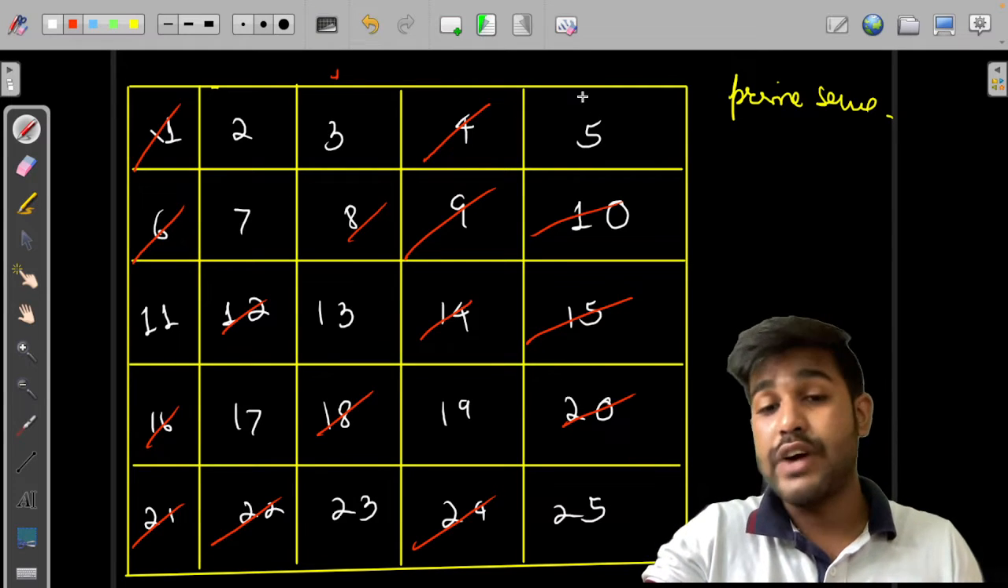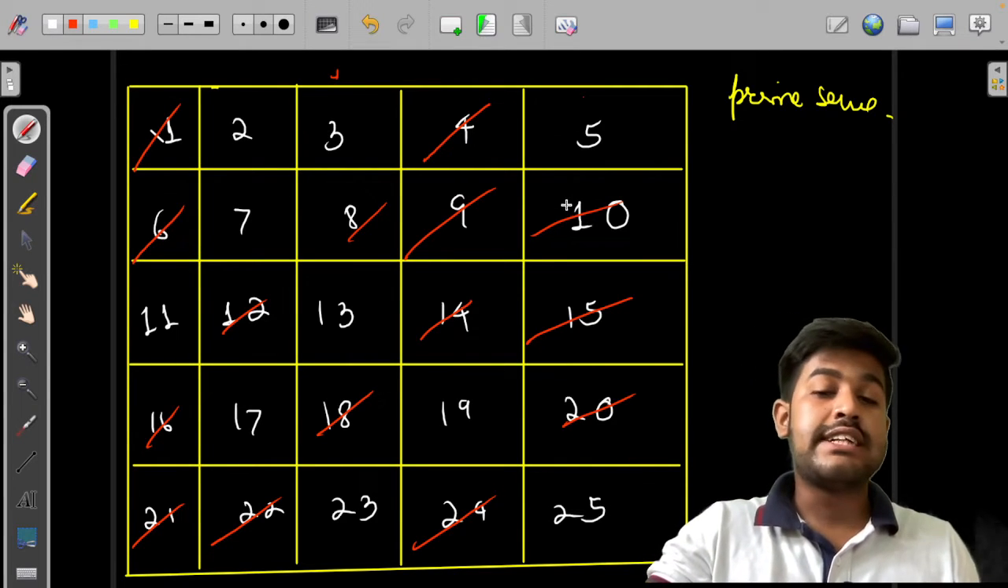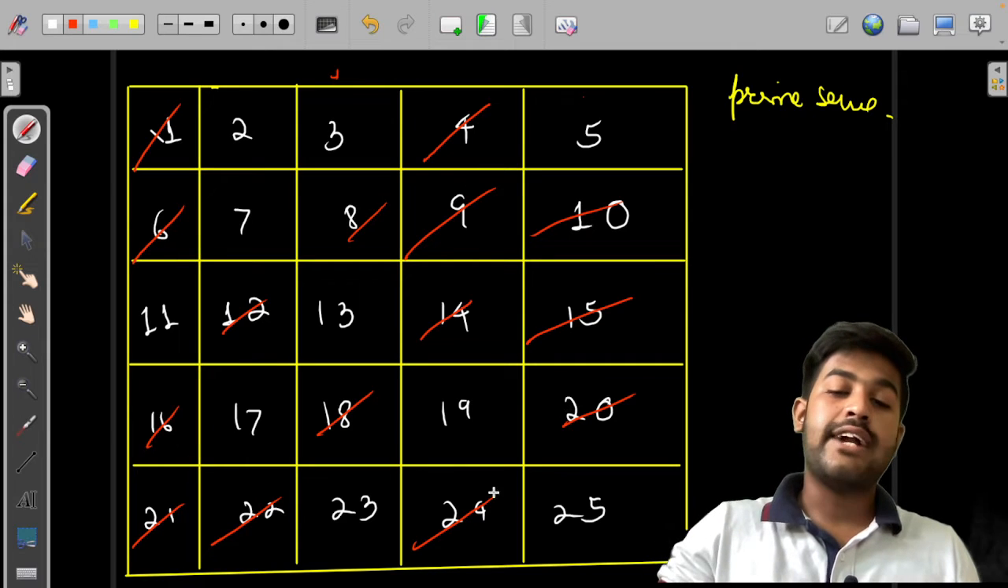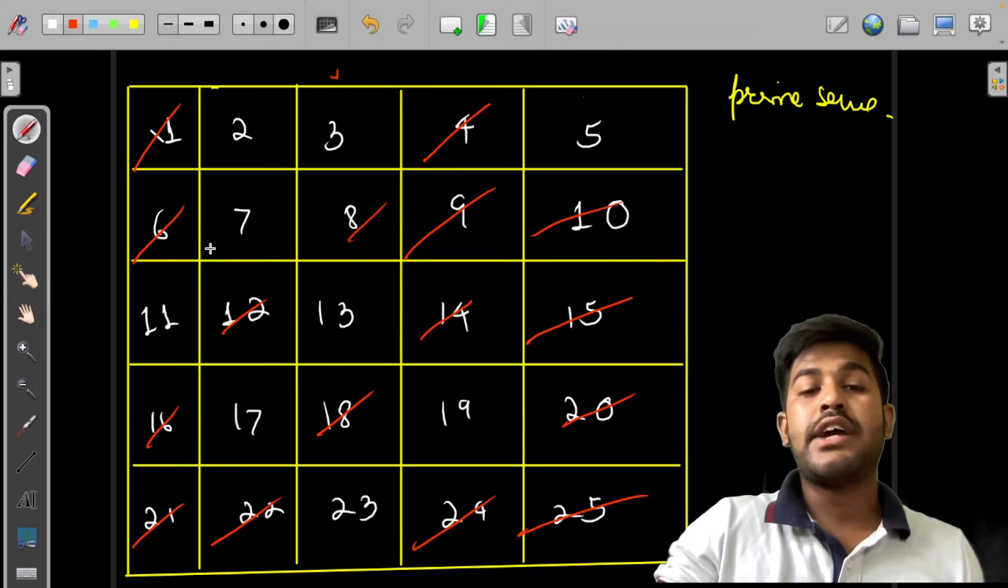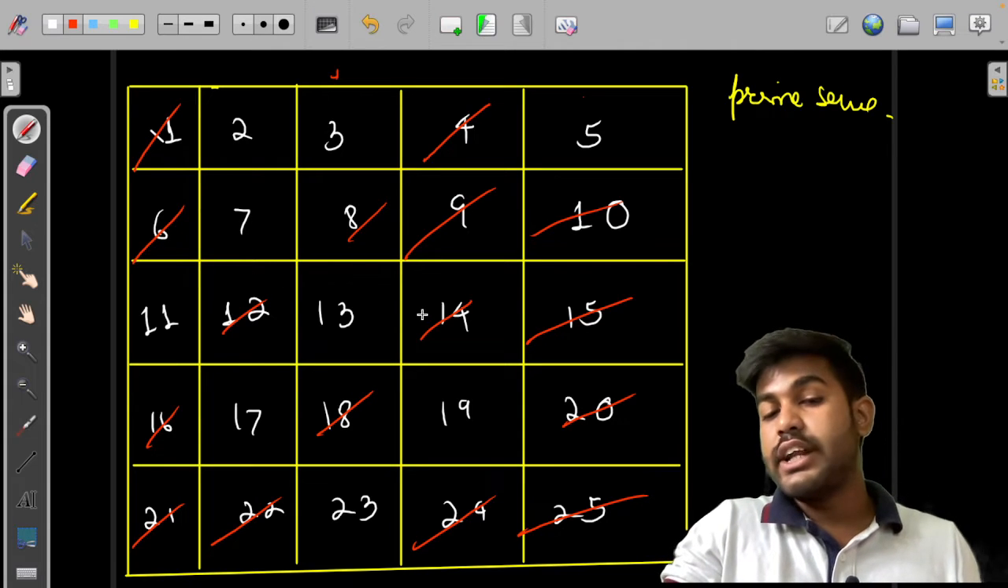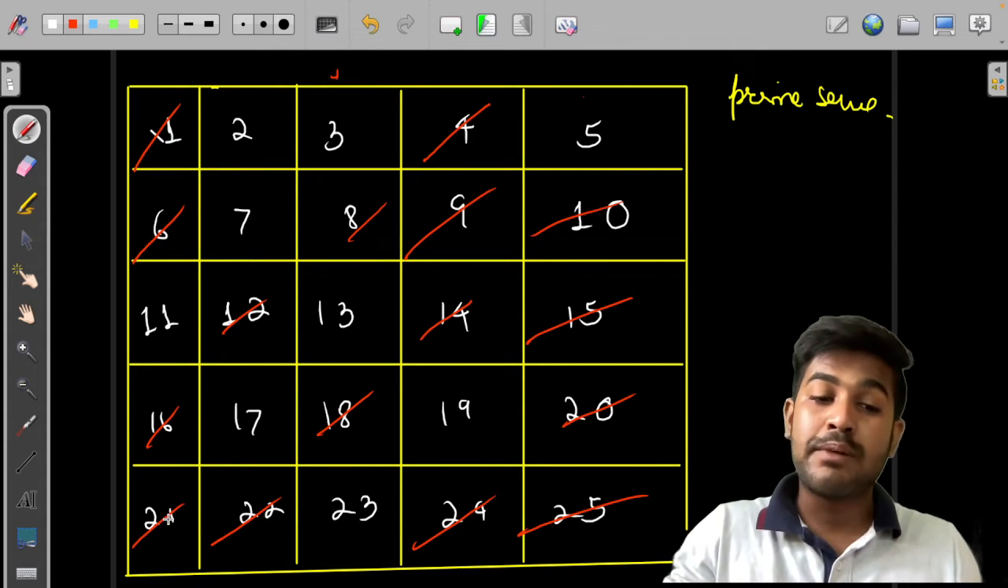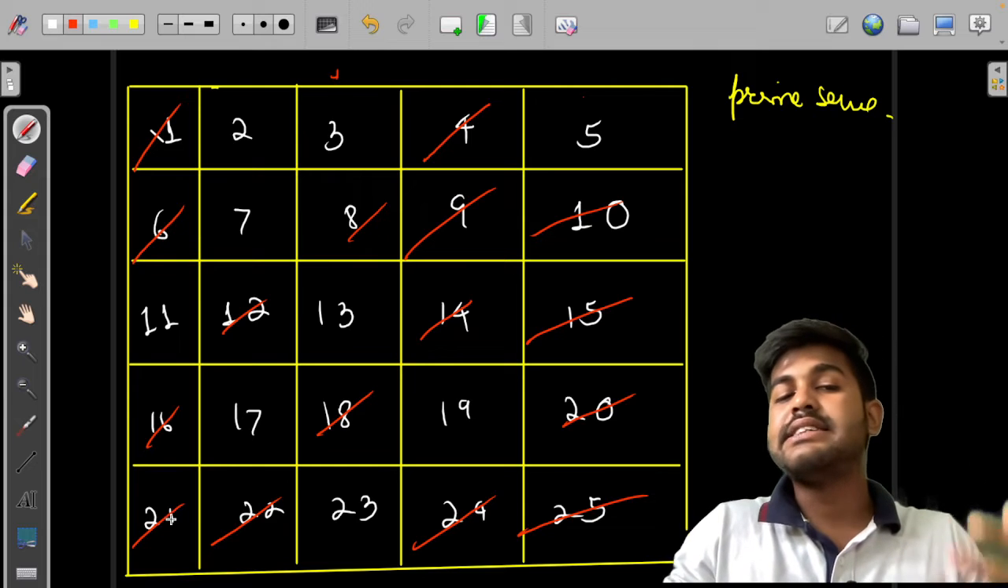Then we move forward to 5 itself. Then the multiples of 5, that is 10, 15, 20 and 25. 25 is to be marked. Other than that, everyone is already marked. Then we come to 7. 7 times 2 is 14, which is already marked, and 21 is already marked by 3 itself, and then 28 is out of this range.